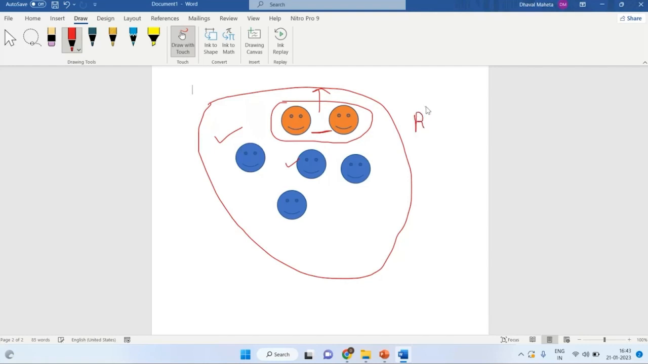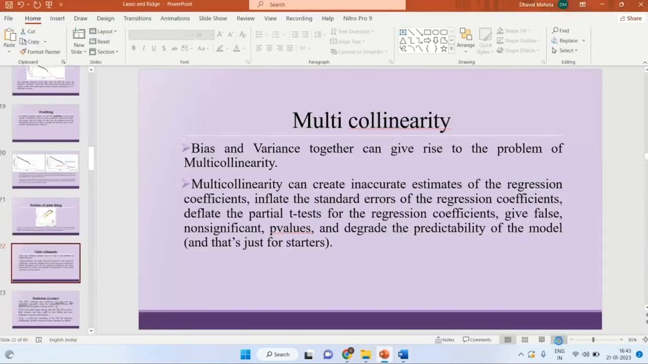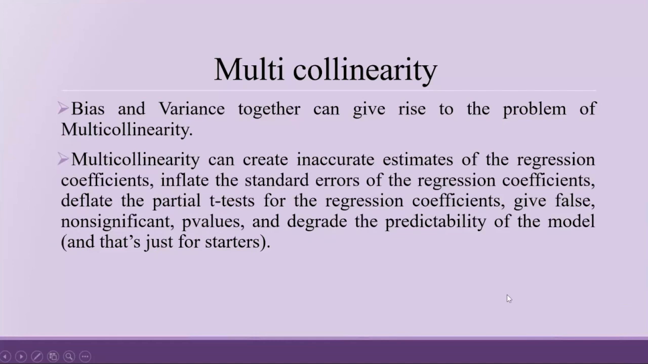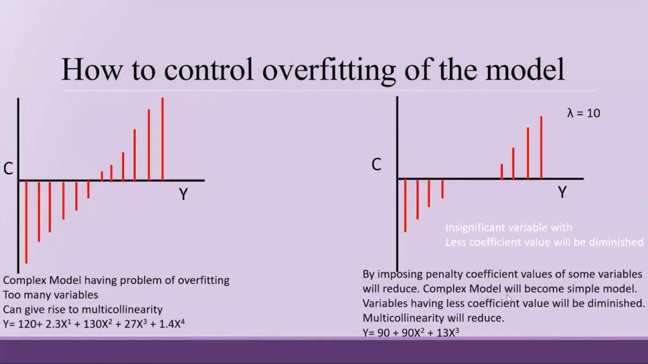Now, in multicollinearity, you will get a very high R square. Your R square will inflate. But when you see the individual contribution, that is the t-test, they will all be insignificant in the t-test. And this is the problem when you go on adding more and more variables to your equation.